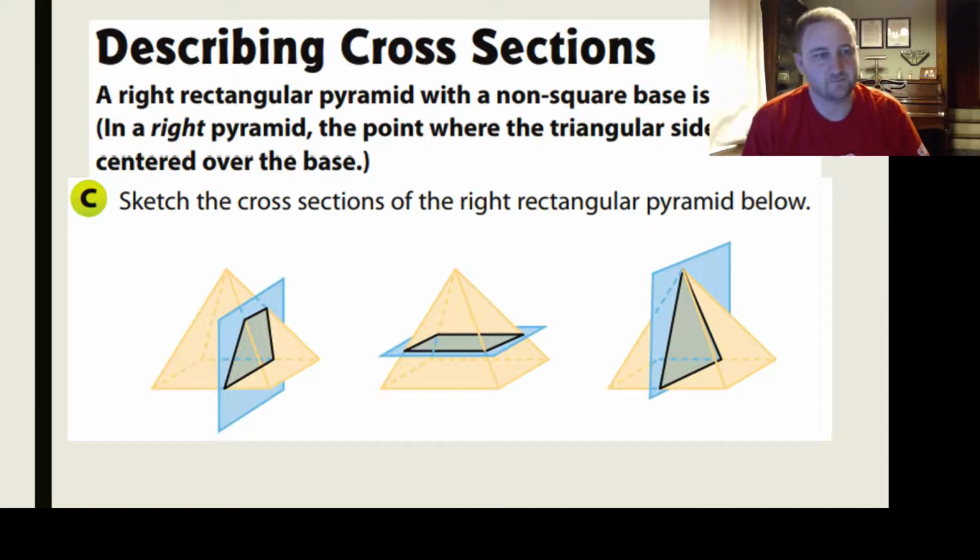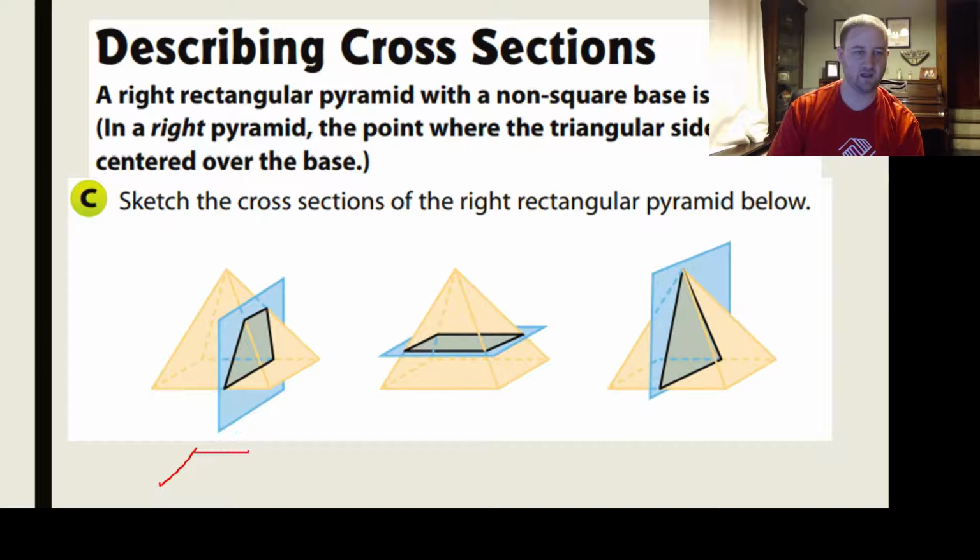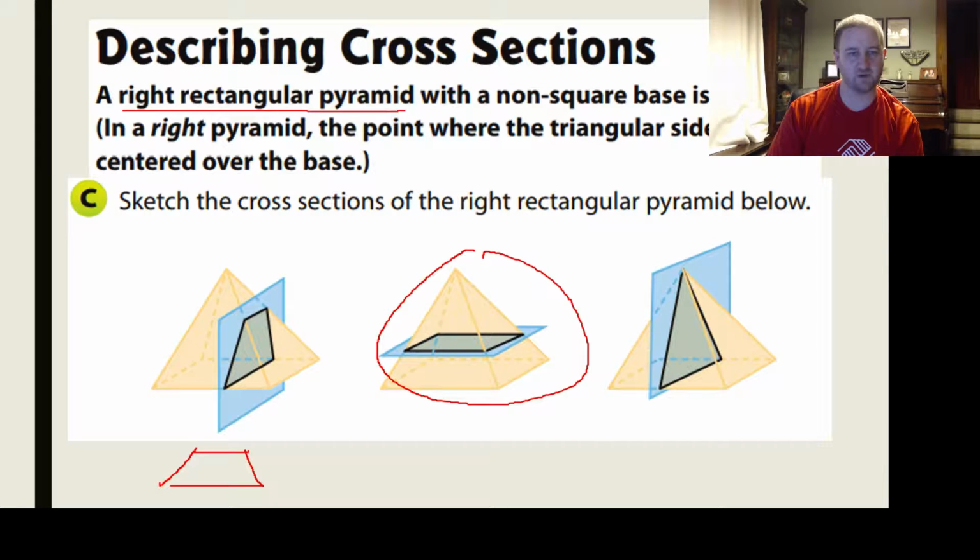All right, C says sketch the cross sections of the right rectangular pyramid below. So if I look at this, here's a cross section of this pyramid. This is kind of an example of what we just talked about, right? This cross section is called a trapezoid, right? What about this one right here, number 2? Okay, that cross section, remember this is a right rectangular pyramid, so since it's parallel with the base, it's just going to be a rectangle.